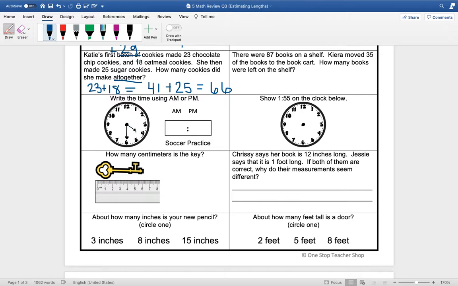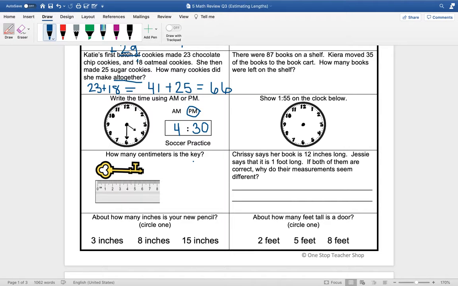So remember, the short hand is our hour hand. It is on the 4. So if it is between the 4 and the 5, if it hasn't made it to the 5, but it's somewhere in this area, that means it is a 4. The minute hand is on the 6. Remember, we start at 12 and we move over when we say 5. So this is 0, 5, 10, 15, 20, 25, 30. That is what we do for the minute hand, so the long hand. So it is 4:30. If we are at soccer practice, that is PM. Afternoon is PM. Afternoon and night is PM, and morning is AM.